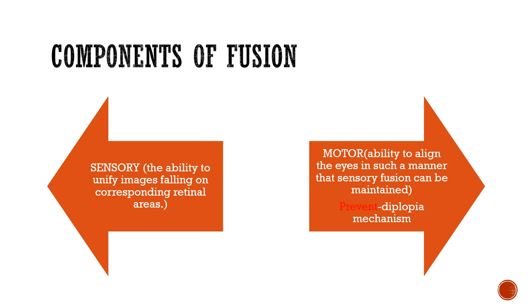And what are the main components used for fusion? One is sensory and the other is motor. The sensory component maintains the images falling on the corresponding retinal points, and the motor component maintains the image in order to avoid diplopia.